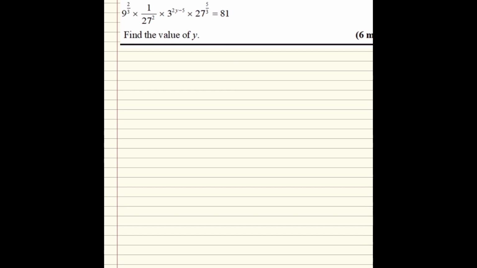So 9 can be written as 3 squared. Keep the fractional indice. We can rewrite 27 as 3 to the power of 3, and we have times 3 to the power of 2y take away 5 times, now 27 can be rewritten as 3 to the power of 3. And 81 can be rewritten as 3 to the power of 4 because 27 times 3 is equal to 81.